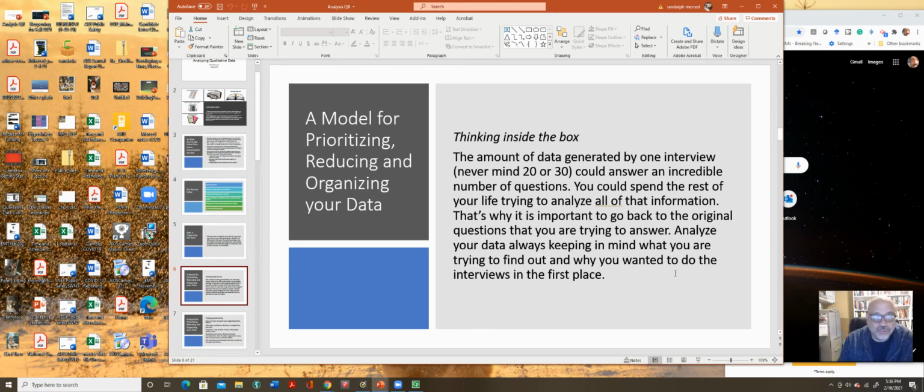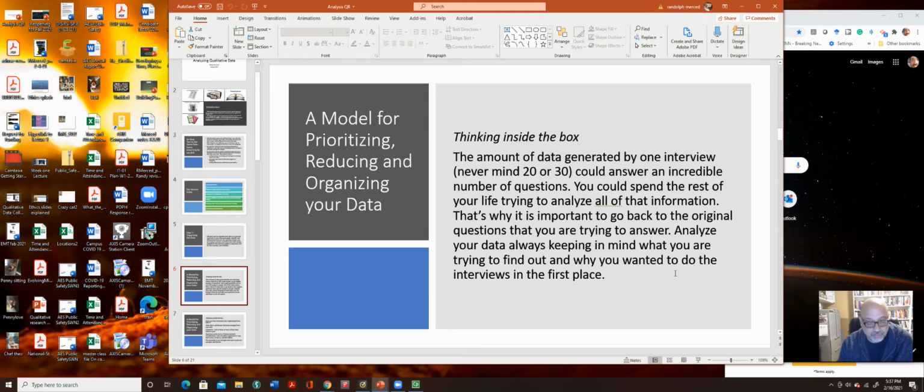A model full of prioritizing, reducing, and organizing your data. You want to think inside the box. You're looking to get an interview. Don't try to do 20 or 30 interviews because you may be there for a long time. The study might not be financed for something like that. You might not have time. You're trying to get a paper. You're trying to get a dissertation. You're trying to defend the dissertation. You don't need to have 30, 40 interviews when one or two can suffice.